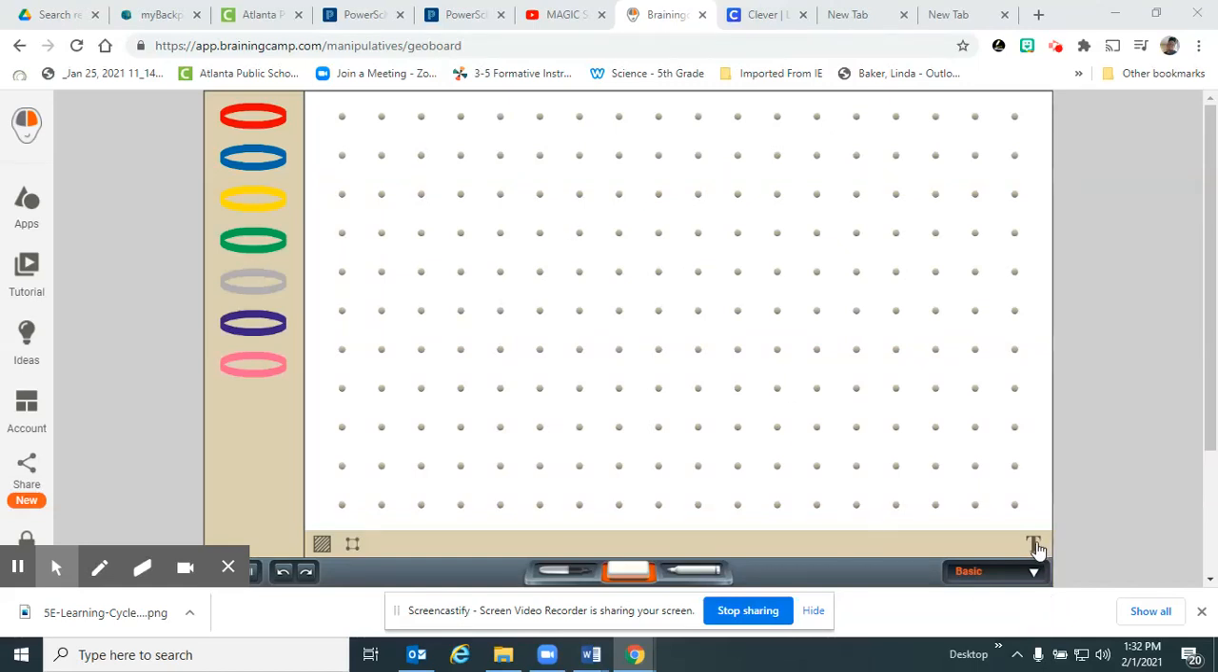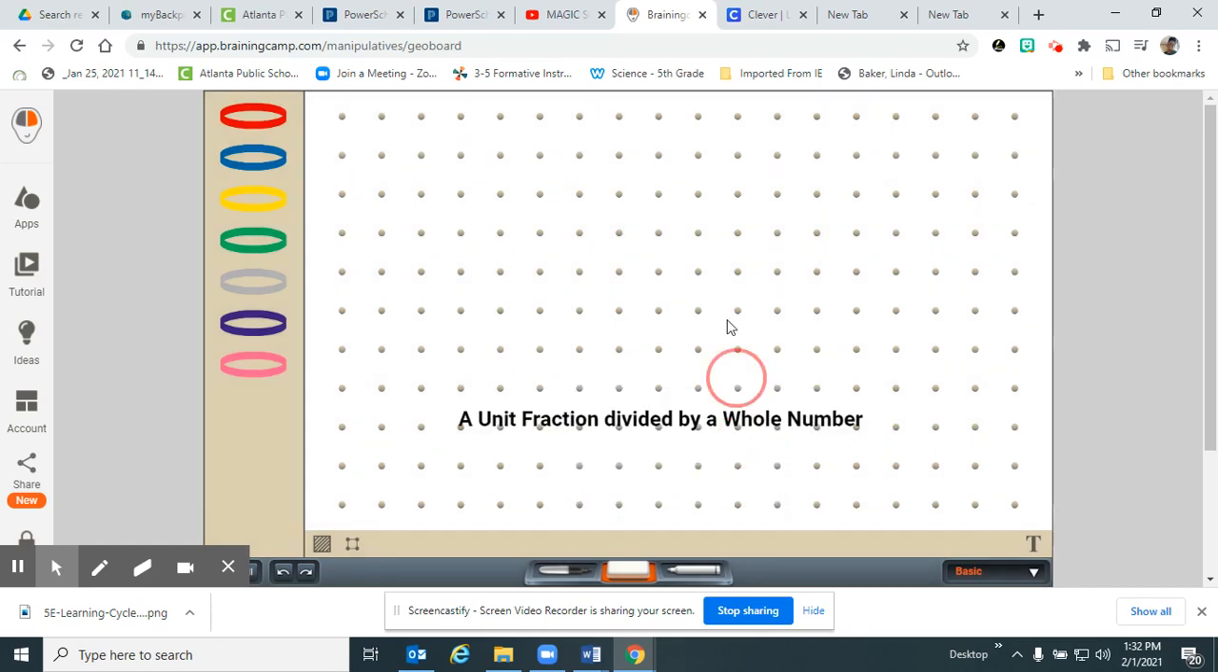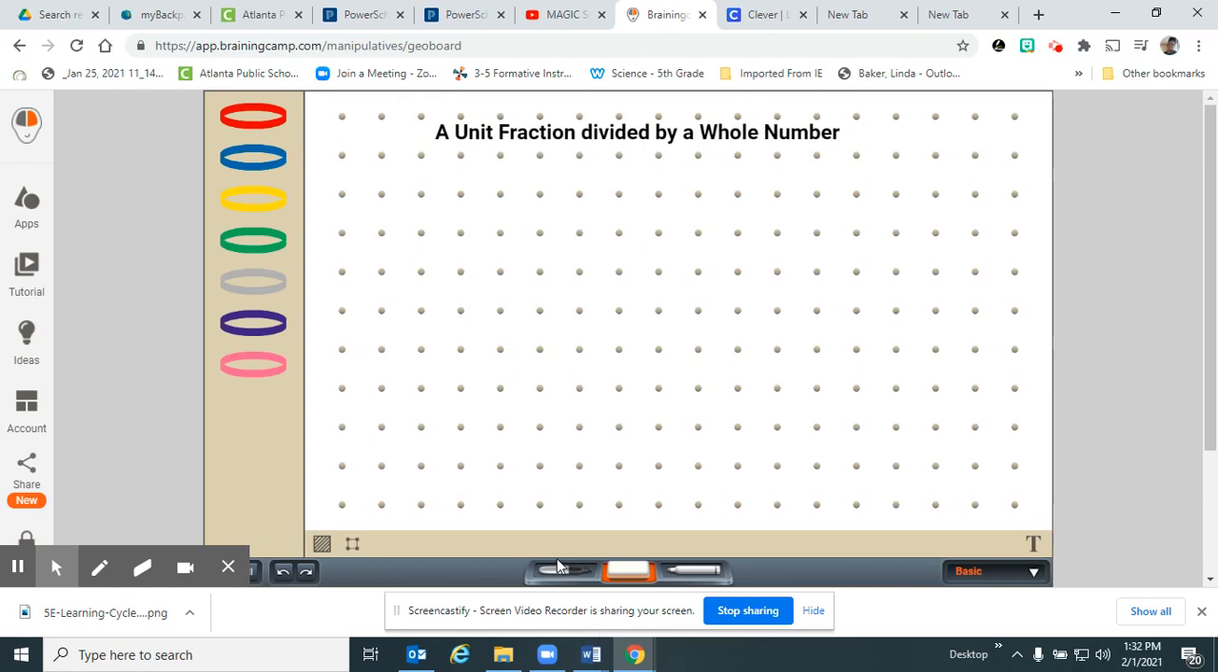All right, so what we're going to do today is model a unit fraction divided by a whole number. A unit fraction divided by a whole number. And remember, a unit fraction is simply a fraction with a numerator of 1. So the one that we are going to work with is 1/5, and we're going to divide it by 2.